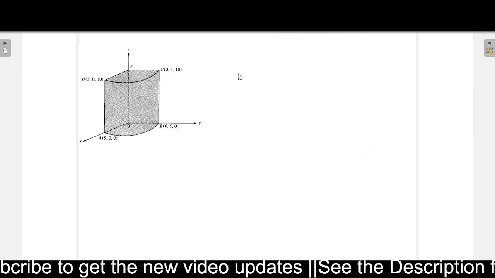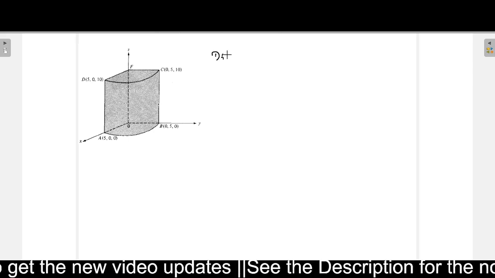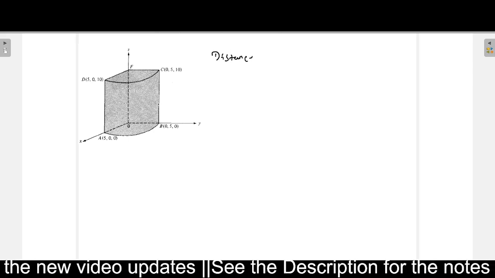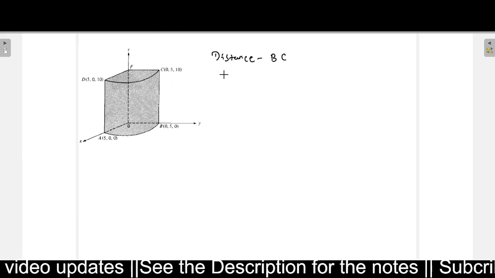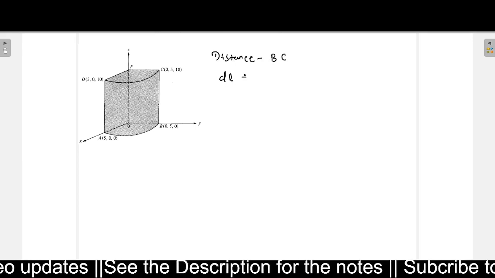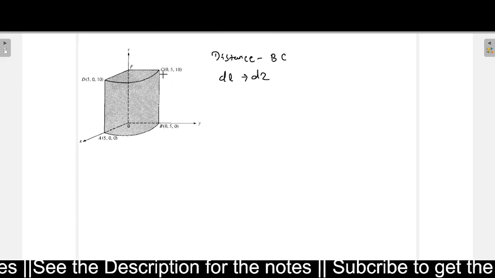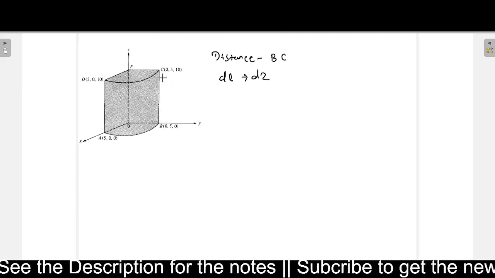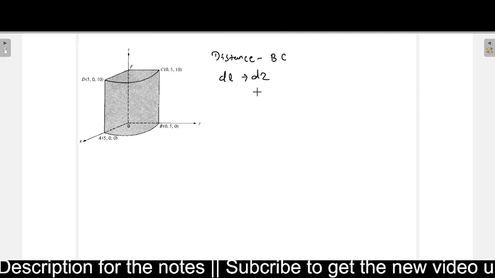So the first question is distance BC. How do we find that? Along BC, what is the dL here? dL is nothing but your dz. Where is BC? See, B here and C here. What is the differential length? It is only in the z direction, so dz is the differential length.